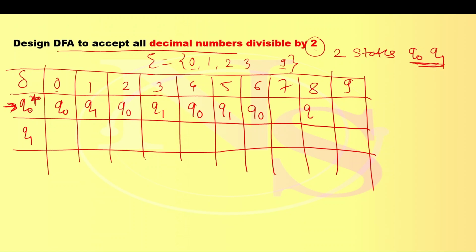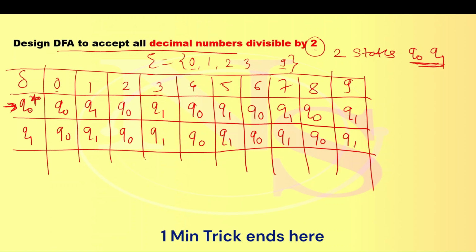Sorry, here it should be Q1, Q0, Q1. Similarly for the second row, Q0, Q1. You can complete this second row in the same way. You just need to write down the names of the states sequentially, and your answer is ready now.